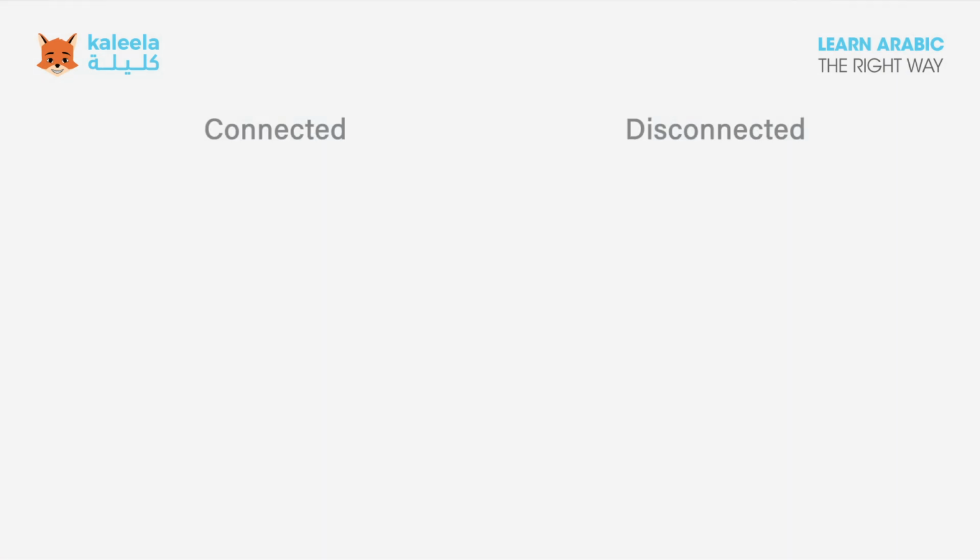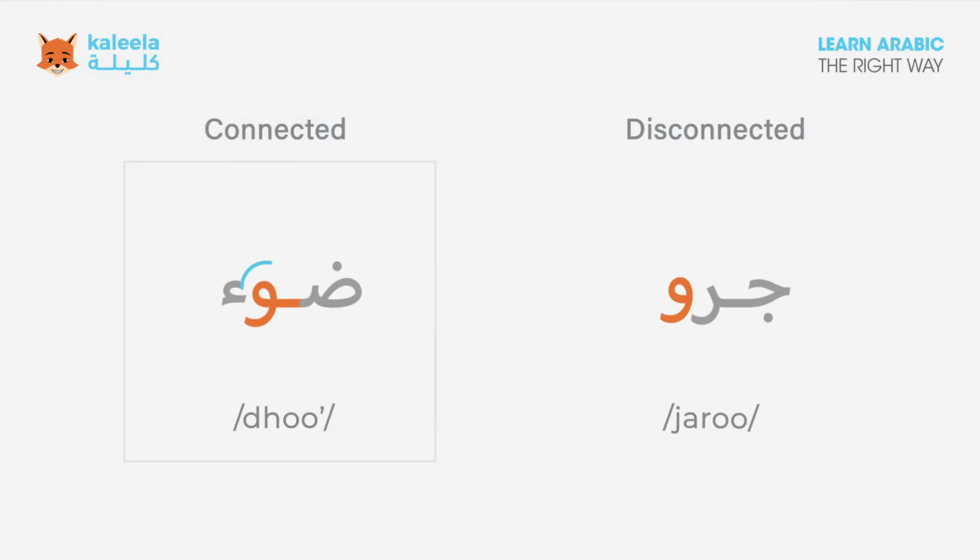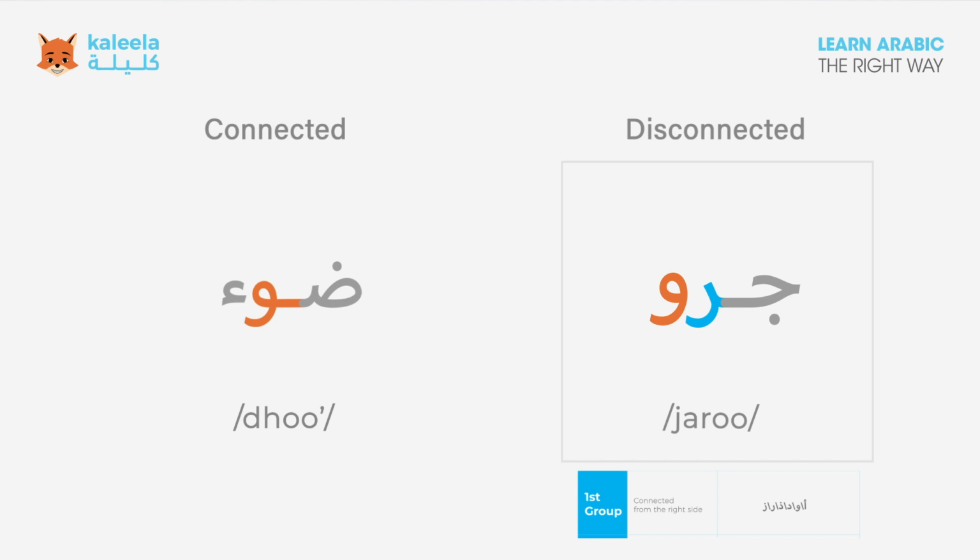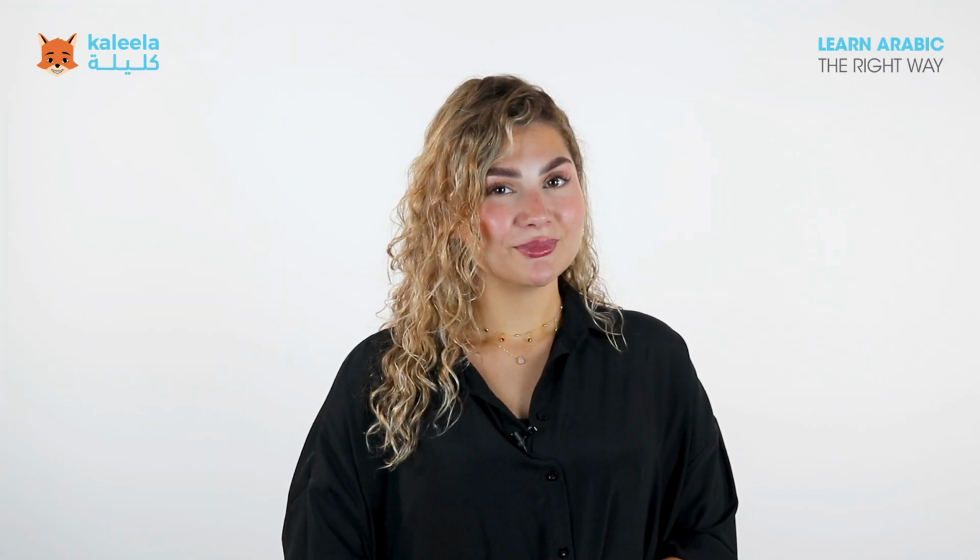After knowing all the shapes of the letter waaw, why is it connected in some cases and disconnected in others? We conclude that the letter waaw can be connected from the right when it's preceded by letters from the second group, as in ضوء. Dad falls in the second group. It comes disconnected from the right when it's preceded by letters from the first group, as in jaru. Ra falls in the first group. To wrap it up, let's highlight the main points discussed in this video. The shape of the letter waaw is a little unique as it doesn't change.